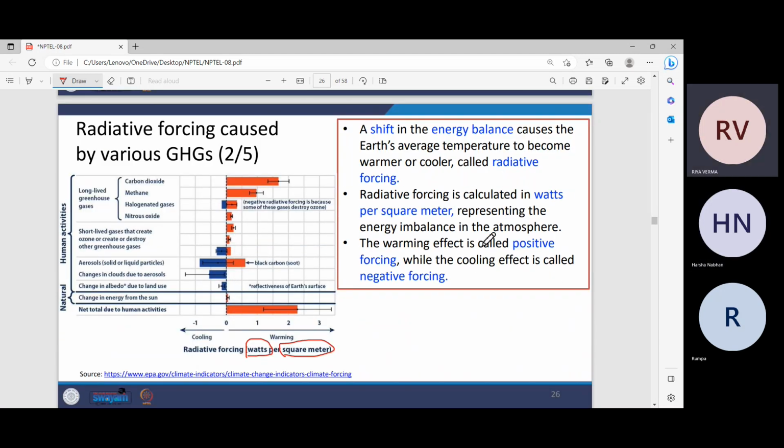This imbalance is due to different natural or anthropogenic causes. Mainly, it is due to our human activities: the emission of aerosols, the emission of greenhouse gases, the changes in the albedo of the earth due to land use patterns, and the changes in cloud patterns due to the deposition of these aerosols. All this has an effect on the radiative forcing.